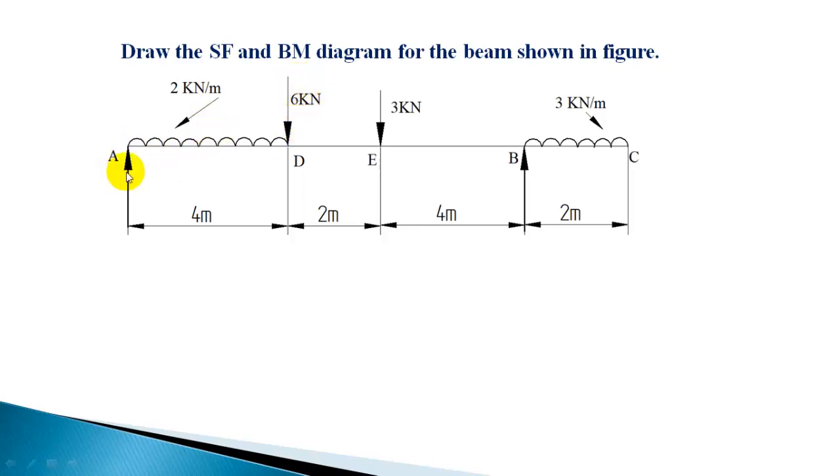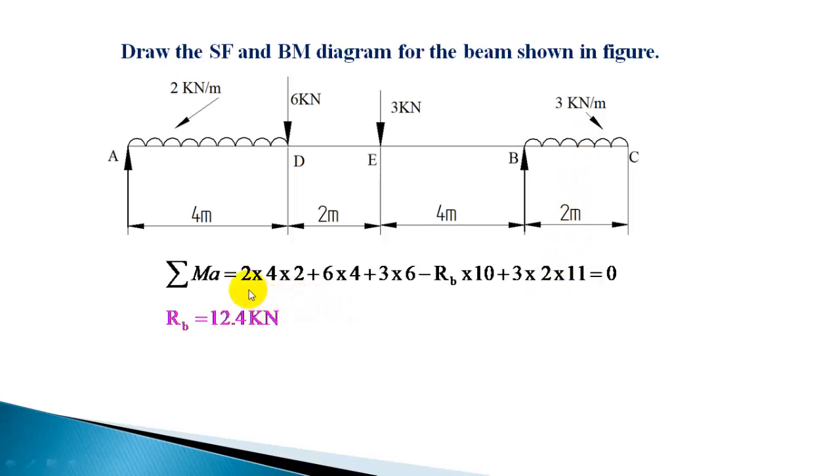plus 6 into 4, this is producing clockwise moment, plus 3 into 6. This RB will be producing anti-clockwise moment, so minus RB into 10, plus this 6 will be producing a clockwise moment, and the distance of the resultant load is 10 plus 1 meter, so 11 meter. So 6 into 11, that summation will be equal to 0.